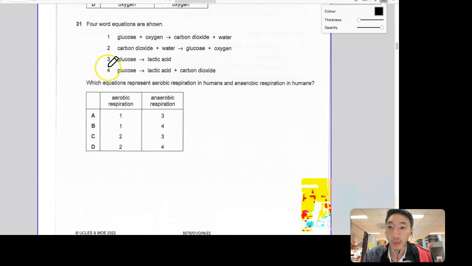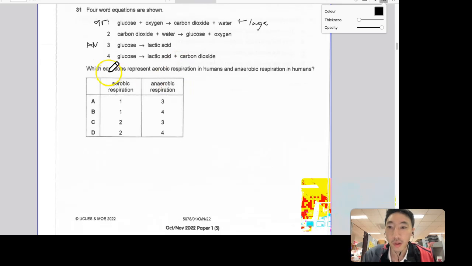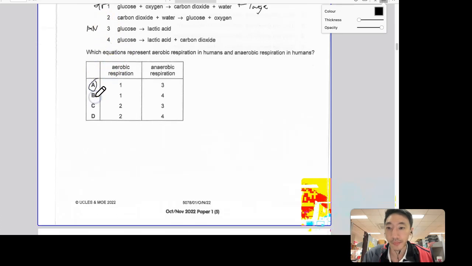Okay, question 31. Which of the forward equations are shown? Glucose plus oxygen to carbon dioxide plus water. This is aerobic respiration. Of course, there's one word missing, which is a large amount of energy. Then we have carbon dioxide plus water to give you glucose and oxygen. This is your photosynthesis. Then this glucose to lactic acid is your anaerobic respiration. Then glucose gives you lactic acid plus carbon dioxide. What in the world is this? I don't even know. Okay, so 1 is aerobic and 3 is anaerobic. So the answer is A.